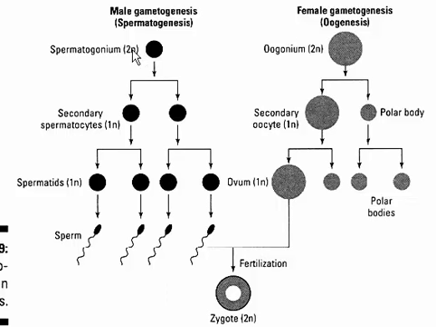So reductional division takes us from 2n to n, but the problem is the DNA is still duplicated, so we go through an equational division where I go from 1n to 1n cells. These cells will then undergo the process of differentiation to produce the sperm.